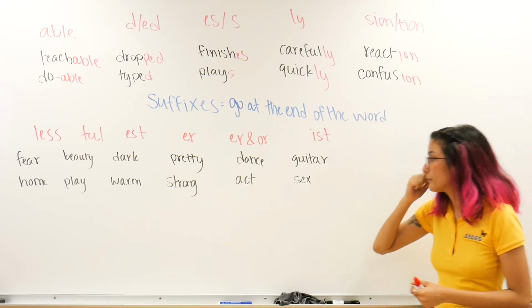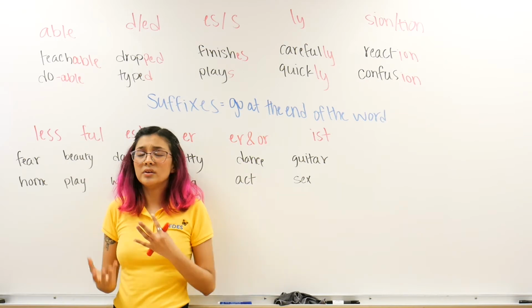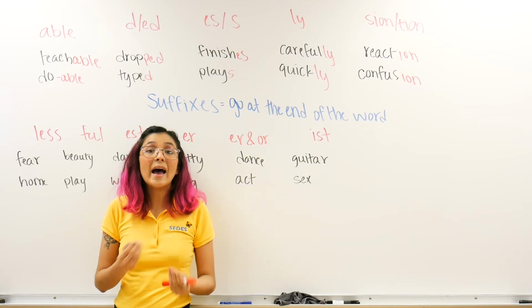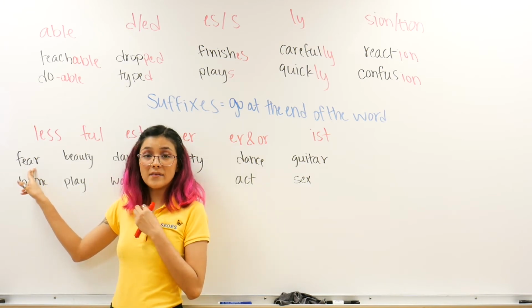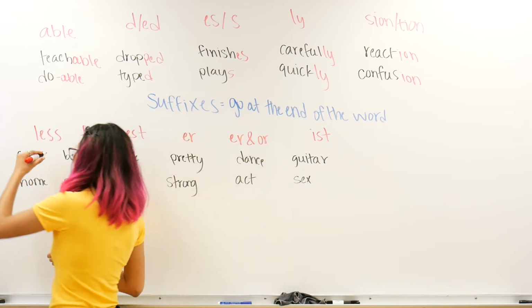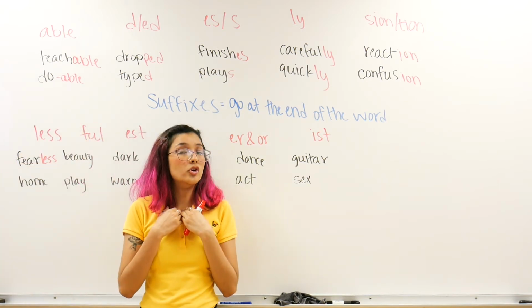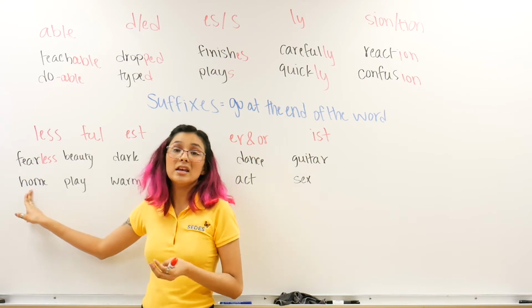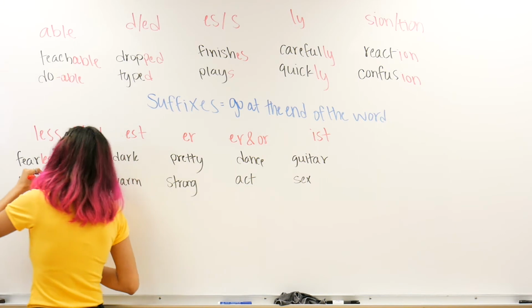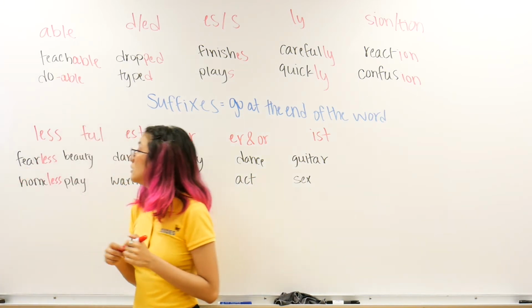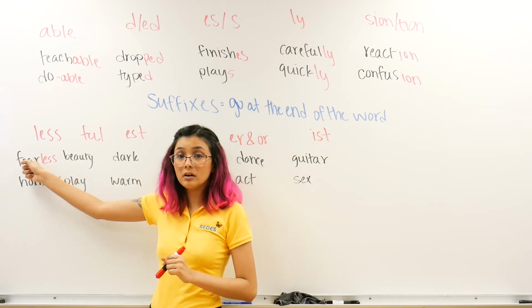That's all it is. For here, I have less. Less is going to be when I have little of, without. I don't have it. For example, if I am not scared, if I do not have fear, I am fearless, right? I have no fear. If I have no home, so if I do not have a house, I am homeless. You see here, less, without. So I have no home, I have no fear.